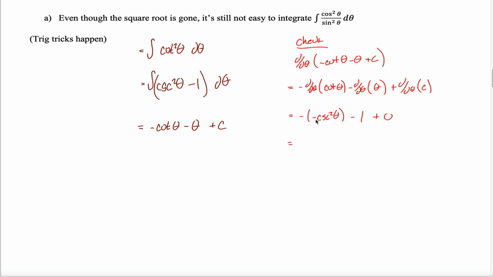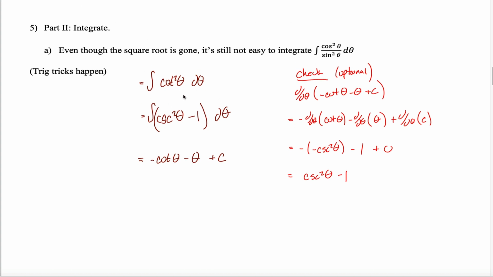If I simplify a little bit, the negative of a negative is positive. I get cosecant squared theta minus 1. Because the derivative of this mess is cosecant squared theta minus 1, the antiderivative of cosecant squared theta minus 1 is this mess right here. We've gotten rid of the integral symbol. We've integrated. We're done with part 2. Moving on to part 3, the third and final part.